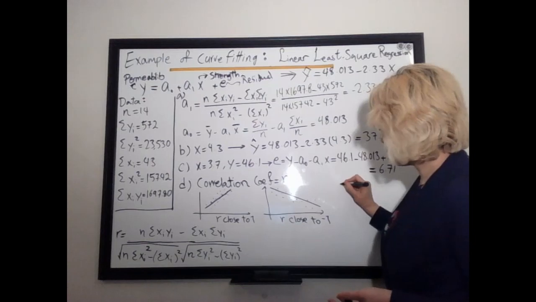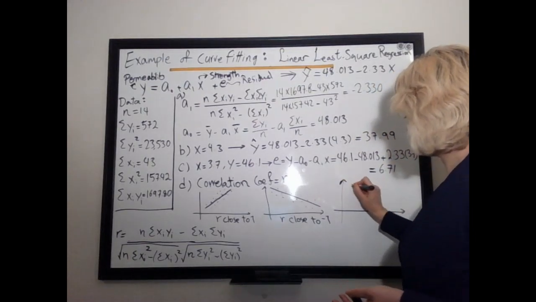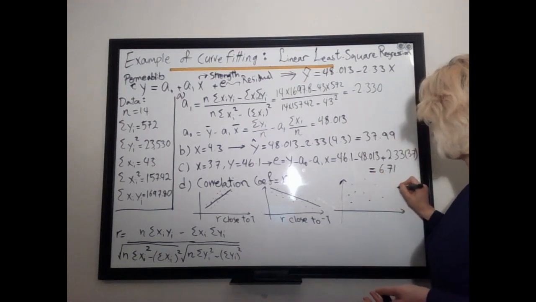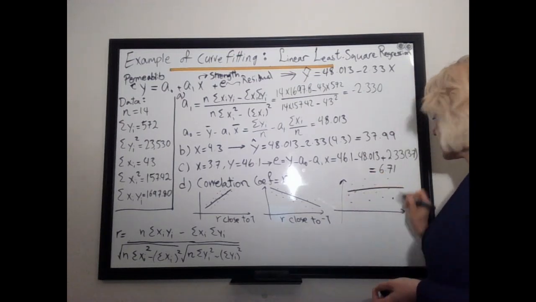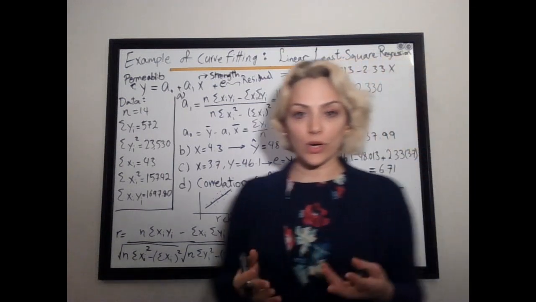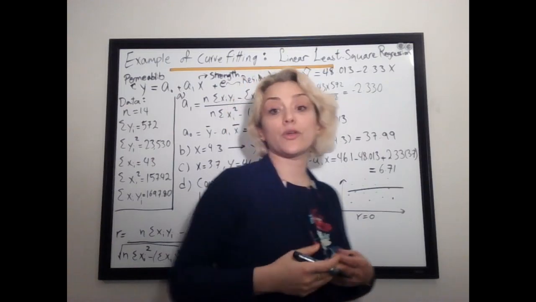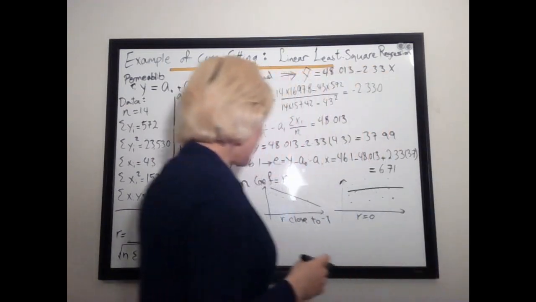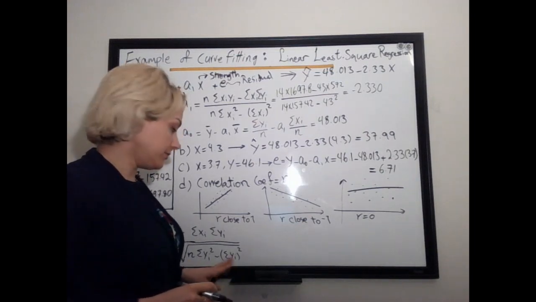Okay? And sometimes they're not correlated. For example, look at here. If I have something like this, and my line is something like this, we would say that the correlation factor is 0. So it means that they are not correlated. So now let's go back to our question. It says to find the correlation factor for this one.